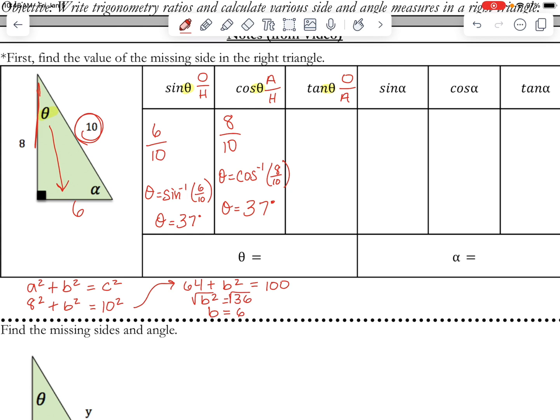For tangent, we're using opposite and adjacent. So your opposite is your 6. Adjacent we said is our 8. So again, using the inverse, so theta equals the inverse of tangent, 6 over 8. You should again get 37 degrees when you round to the nearest degree. So that gives us our final answer because we got all the same things. It's 37 degrees for theta.